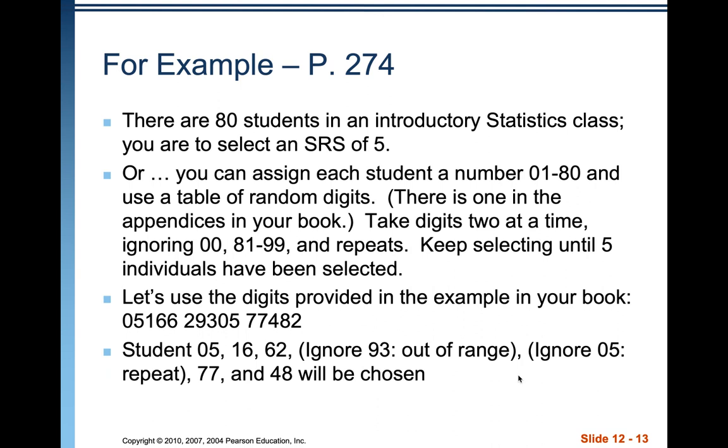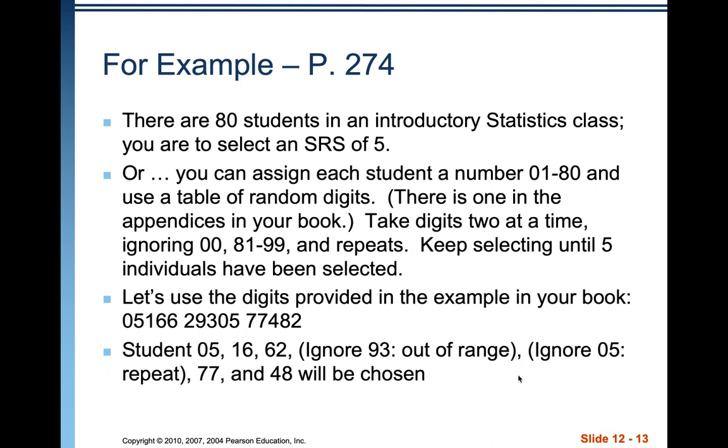If you did not want to do the hat method, you can assign each student a number 1 through 80 and use a table of random digits. There's one in the appendices in your book. You have to take digits so many at a time. Since our largest value has 2 digits, we're going to take 2 digits at a time. That's why the student numbered 1 has to have a 0 in front of the 1, because we're going to be taking digits 2 at a time.